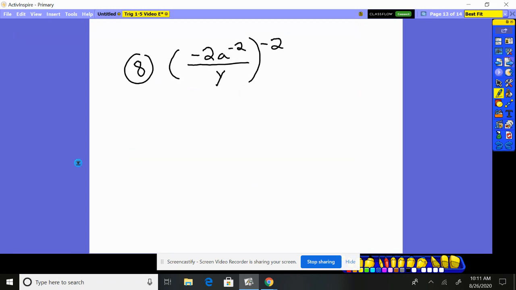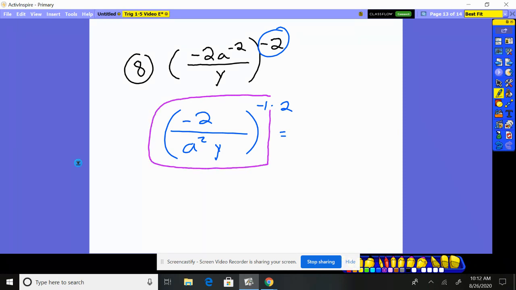2 more to go. Okay. We look on the inside. Do we need to clean it up? Well, since you have a negative exponent, yes, you better clean it up. That a squared is going to move below. Y stays where it is. I've cleaned up the inside, so now I evaluate that by saying, hey, that's a -1 times 2. What does a -1 mean? Well, we go ahead and we take care of all that. -1 just says, give me the reciprocal. Flip it. So I flip it.